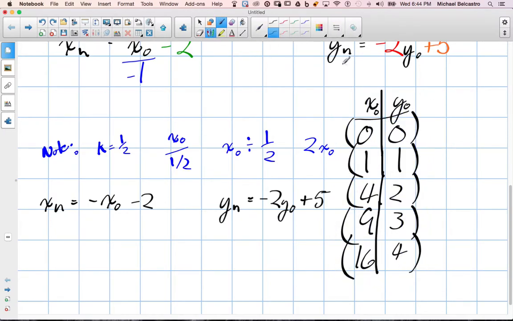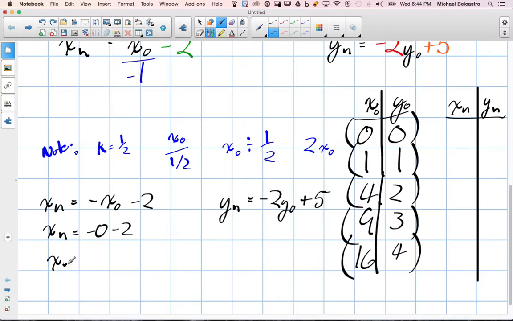So my chart that's going to correspond to this is going to use our new x value and our new y value. So these are where the points have moved to after being translated. So we plug in 0 here. Our x new is equal to negative 0 minus 2. Our x new is negative 2. So this coordinate moves to negative 2. And that same y value, we plug that in. y new is equal to negative 2 times 0 plus 5. It's just 5. So that coordinate has now moved to negative 2, 5.